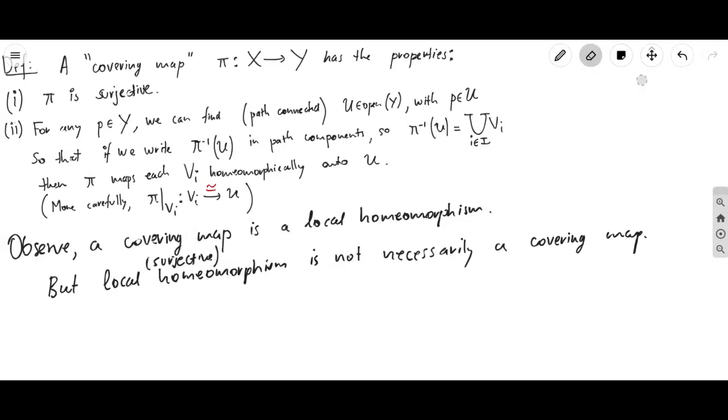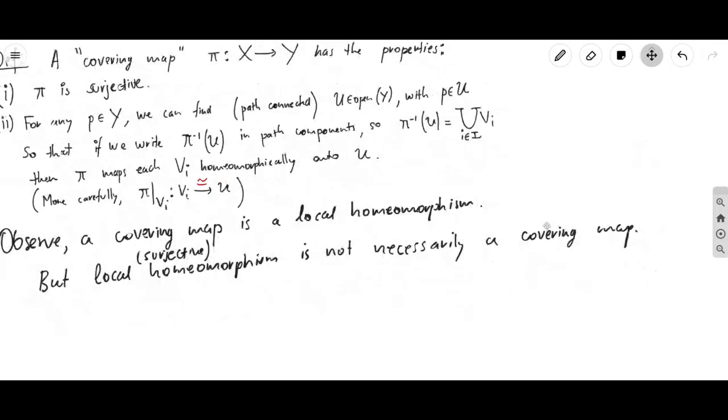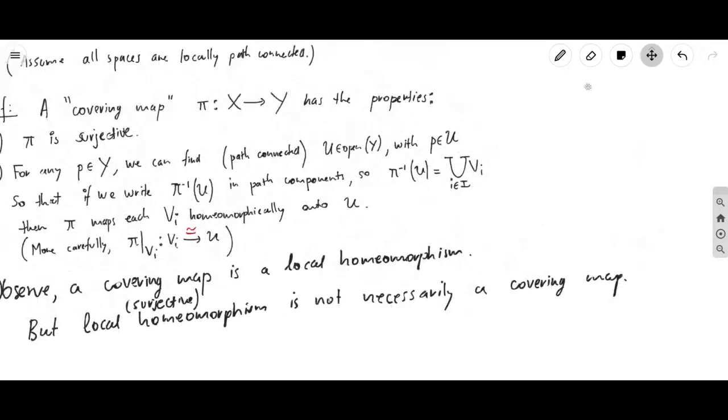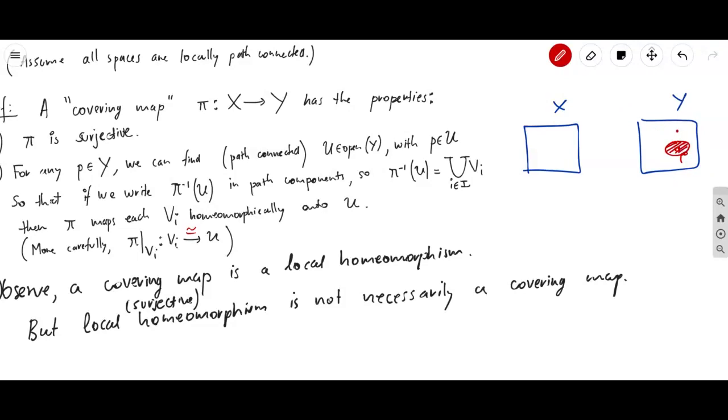Well, let's explain these. So here's a picture for what a covering map is supposed to be doing. You have X, you have Y, and you pick a point in Y. You can find an open set around that point, U, and then you take that open set and you pull it back. We can assume that this open set happens to be path connected because of this local path connected assumption. You can assume that this open set is path connected itself.